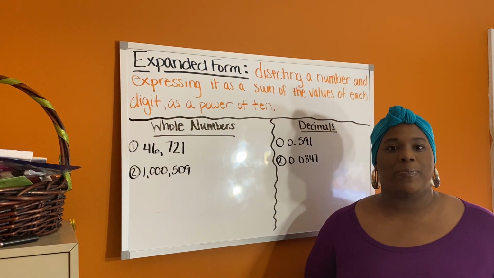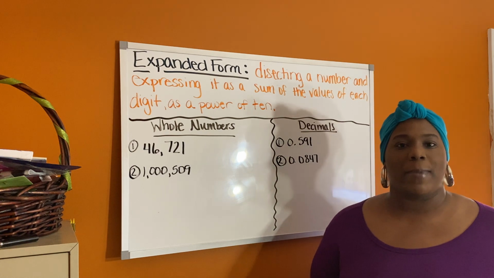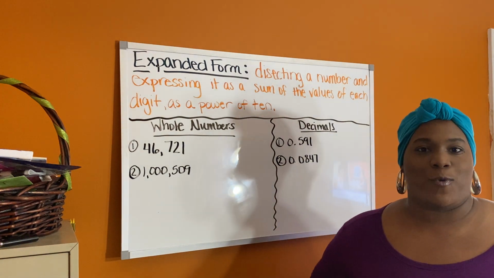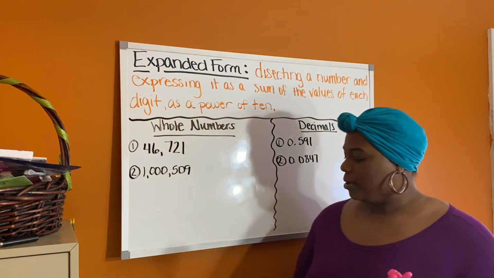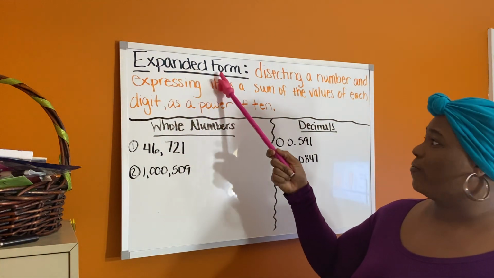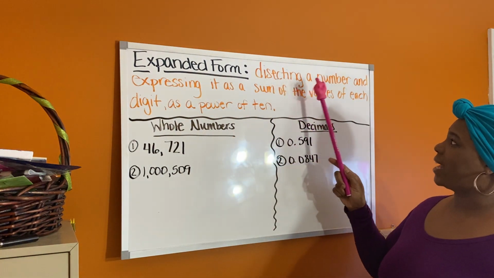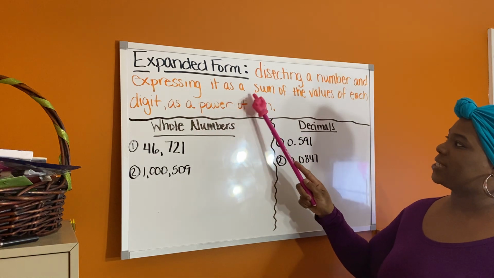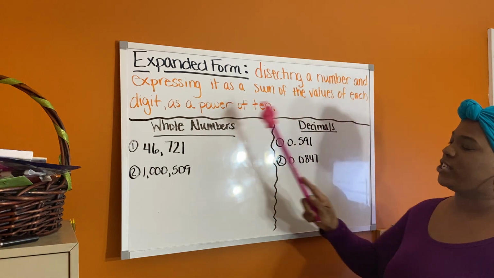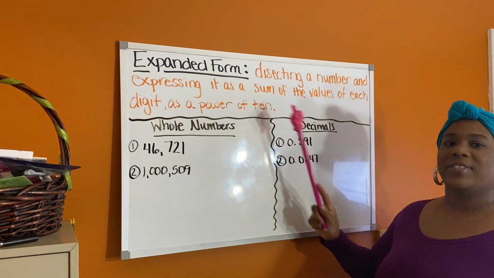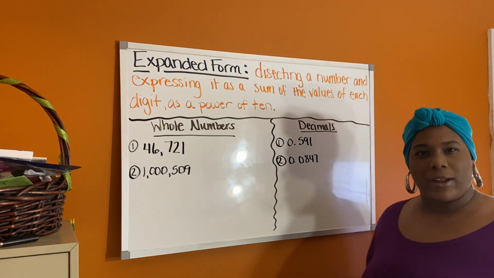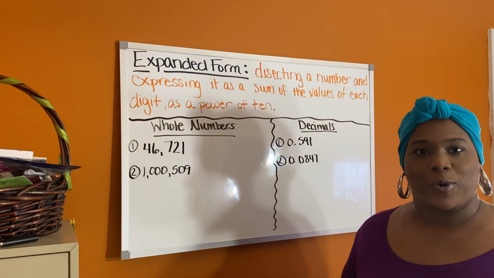So first, before we begin, let's review and refresh our memories on what the definition of expanded form is. Expanded form is dissecting a number and expressing it as a sum of the values of each digit as a power of 10. All right, so that might sound a little confusing, so let's break that down, okay?